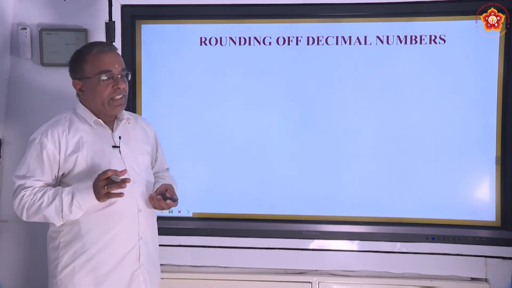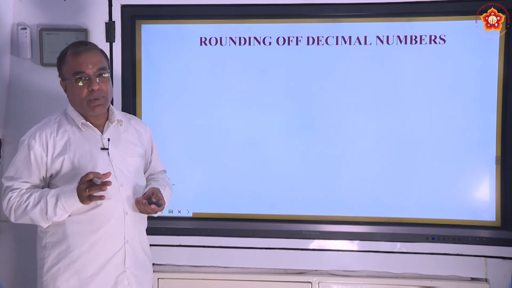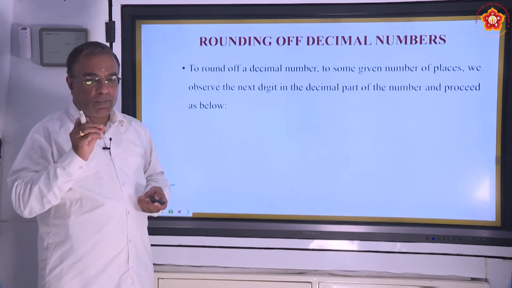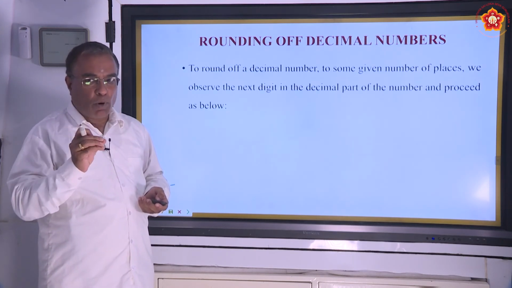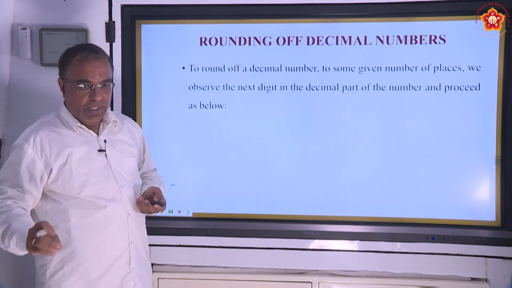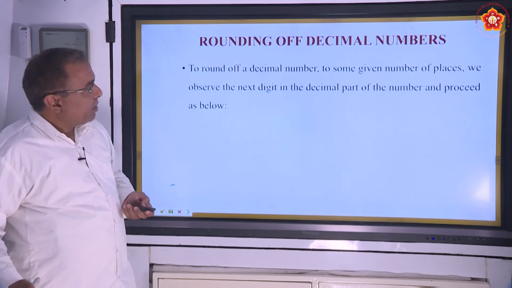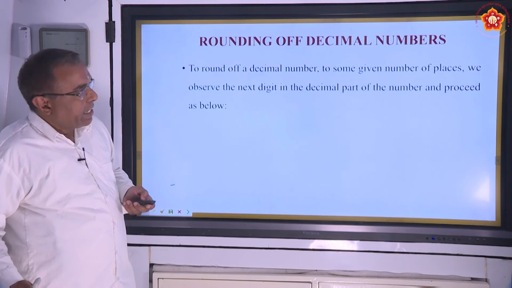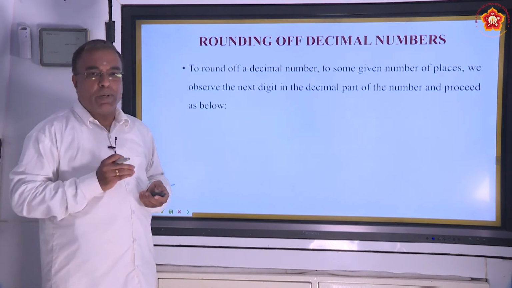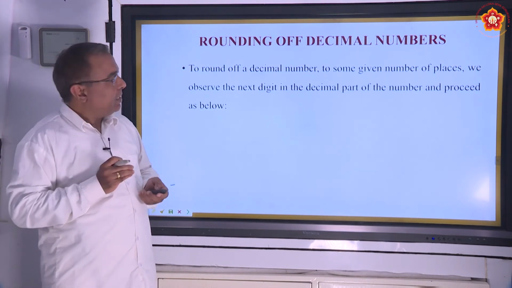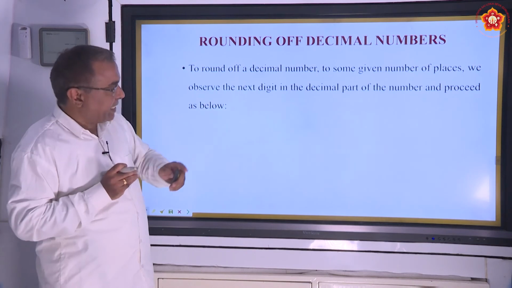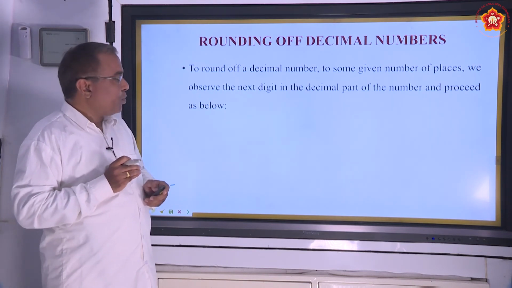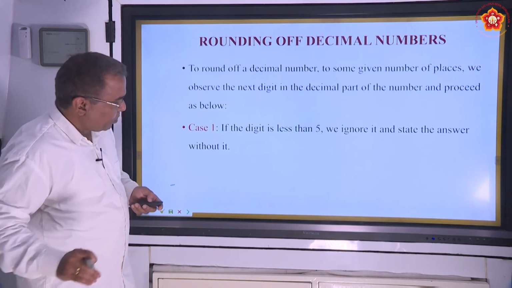Next, we will discuss how to round off decimal numbers. You know, decimal numbers means what? After a particular number you keep a point and then write the numbers, that is what we call a decimal number. To round off a decimal number to some given number of places, they will ask you to round off to 2 decimal points, 3 decimal points, like that. So we observe the next digit in the decimal part and proceed as given below. It has got some procedure.